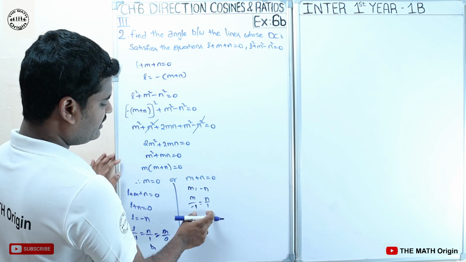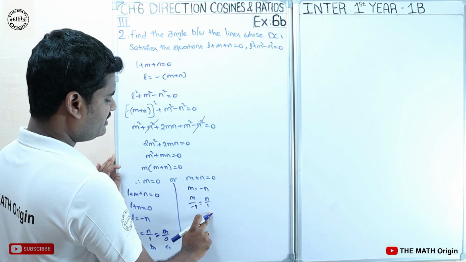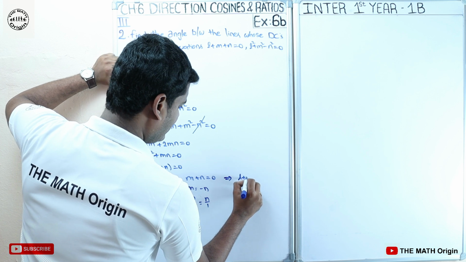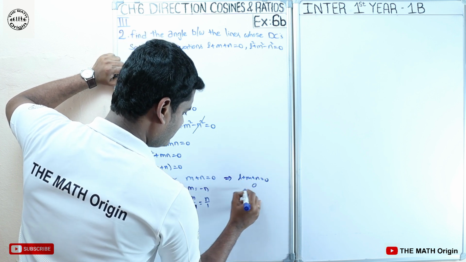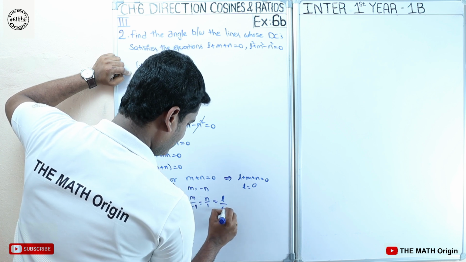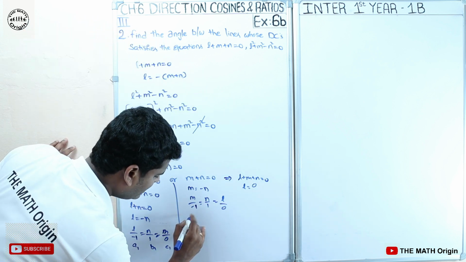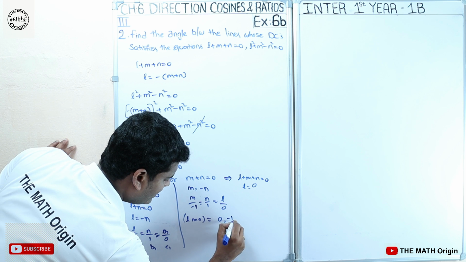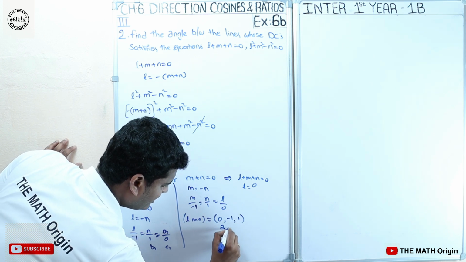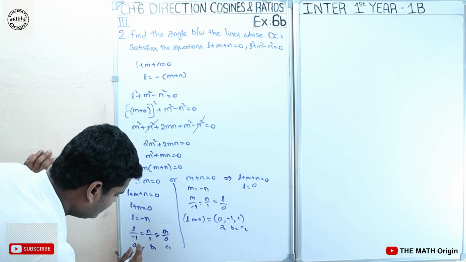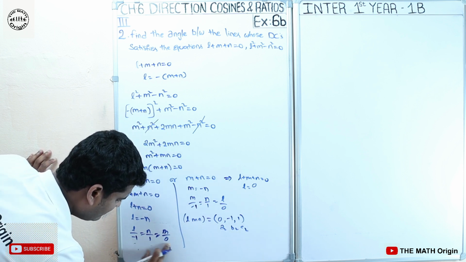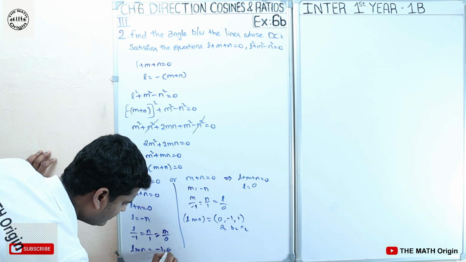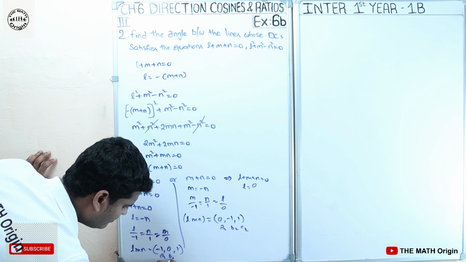Let's substitute these values, m value minus 1 and this value 1, into equation 1. So L plus m plus n equals 0, m plus n equals 0, L equals 0, therefore that is L by 0. Now these are A2, B2, C2. Let's write here the L, m, n values: L minus 1, m 0, 1. These are A1, B1, C1.